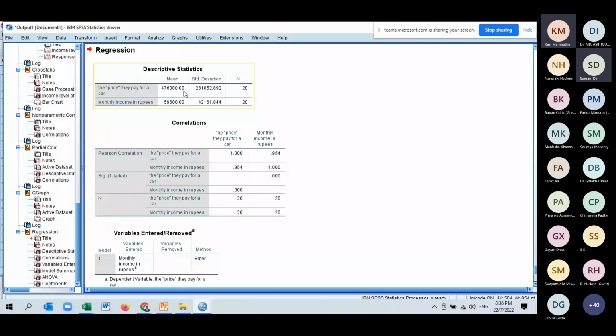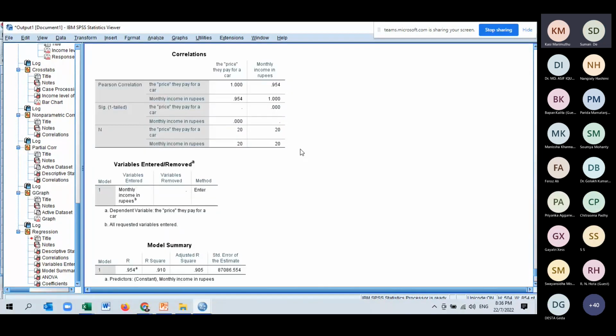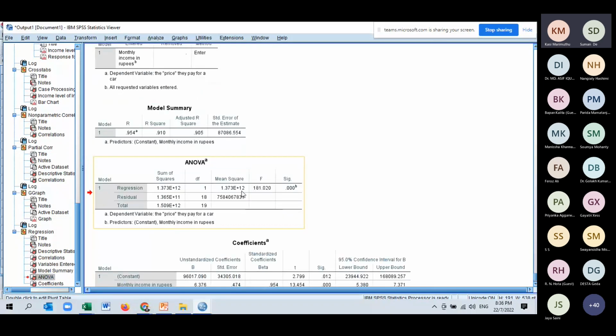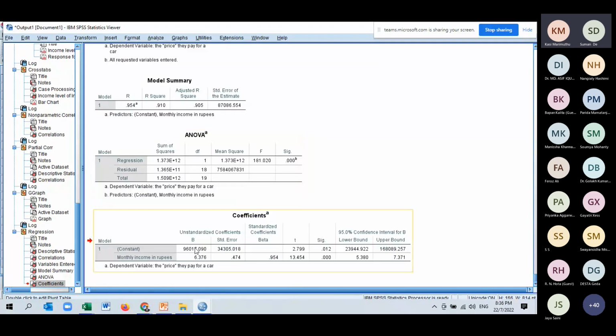So the average and standard deviation are shown; there are 20 candidates whose data were collected. This is the Pearson correlation, increasing steadily. This is the model summary, with R value and R square value. So 91% of the variance you see in the price they paid for the car can be explained by the monthly income, which is very good, 91%. The ANOVA table says that the model is significant. The model can be used for prediction. And this is what we are interested in.